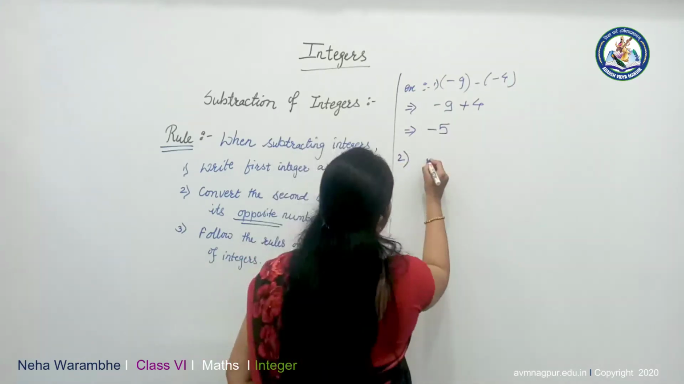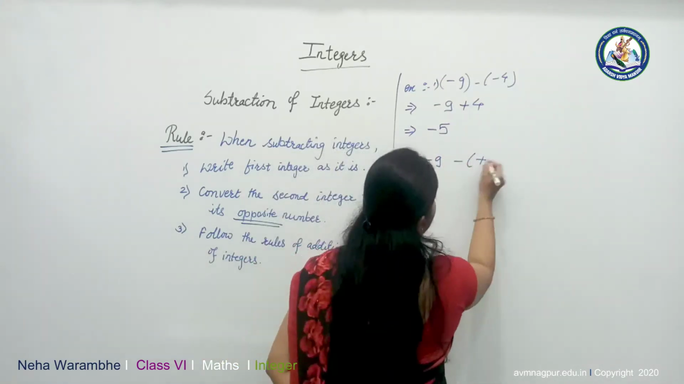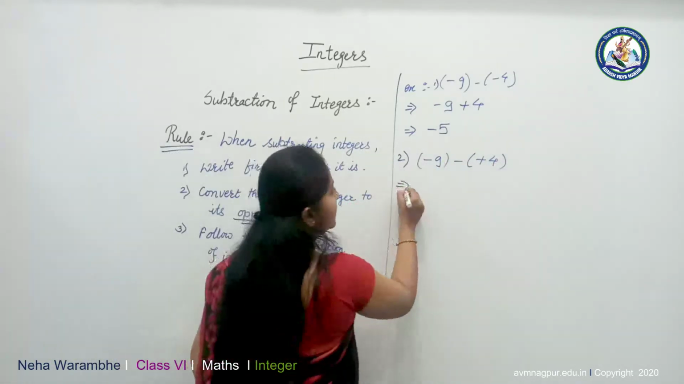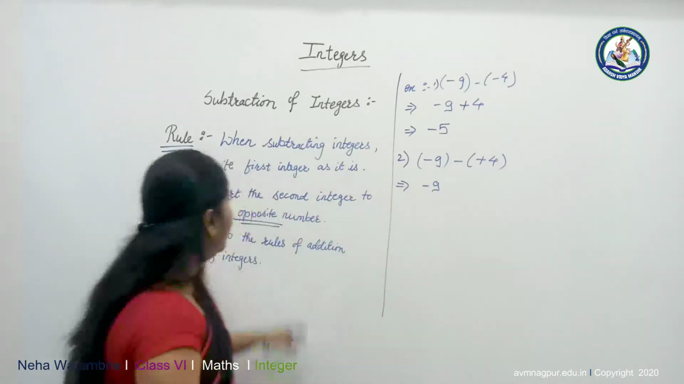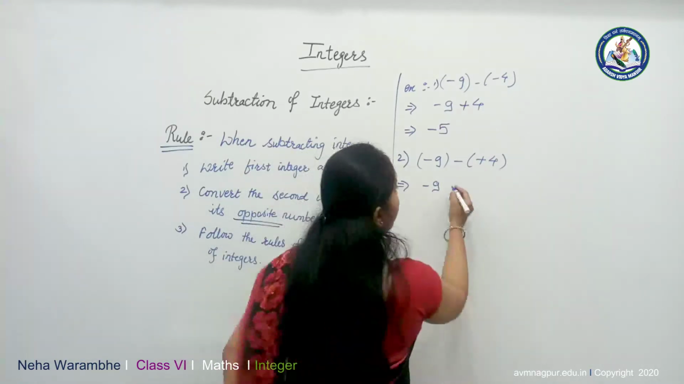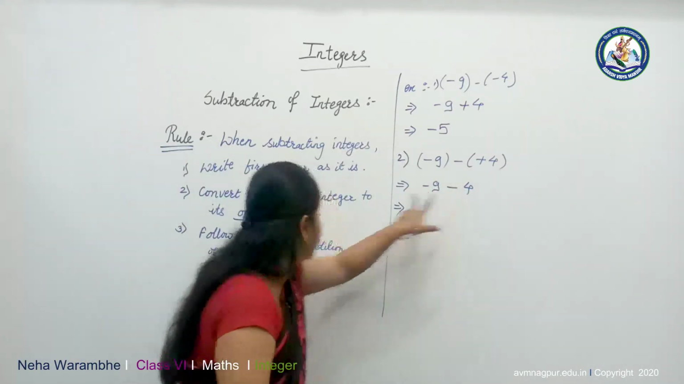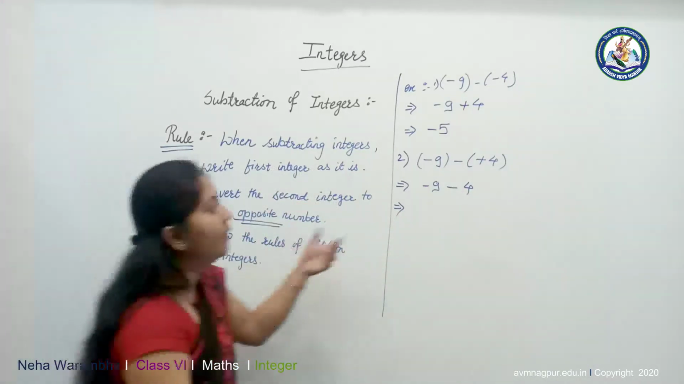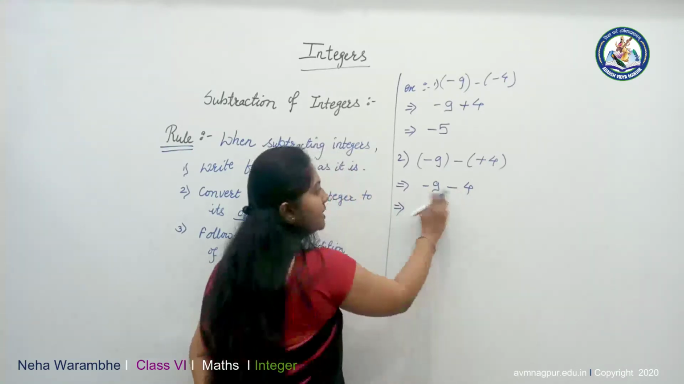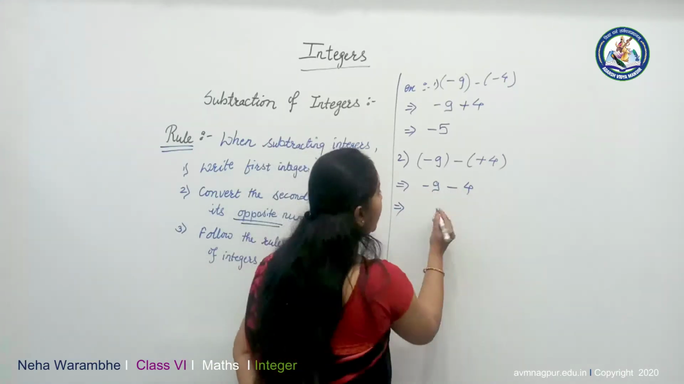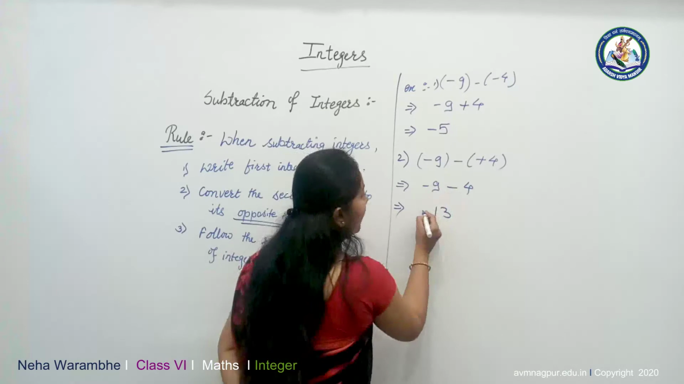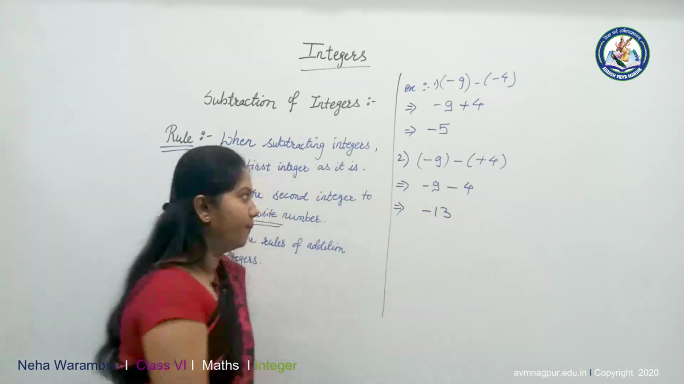Suppose minus 9 minus of plus 4. Write the first integer as it is, that is minus 9. Convert the second integer to its opposite number. The opposite number of plus 4 is minus 4. Now the third step is follow the rules of addition. When we add integers of the similar sign, meaning common sign, just add the numbers. 9 plus 4 is 13, and give this common sign to the answer. The common sign is minus, therefore minus 13 is the answer.